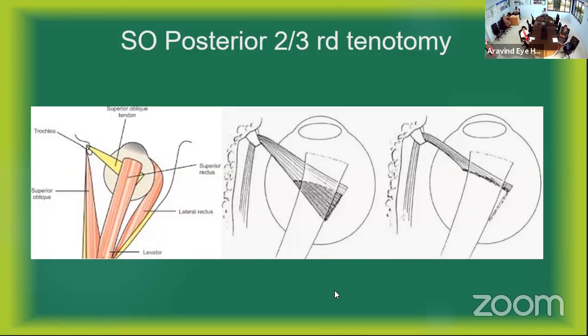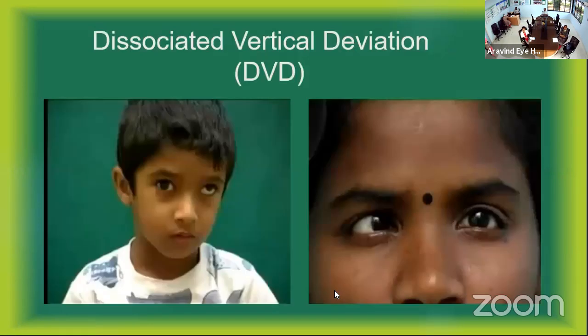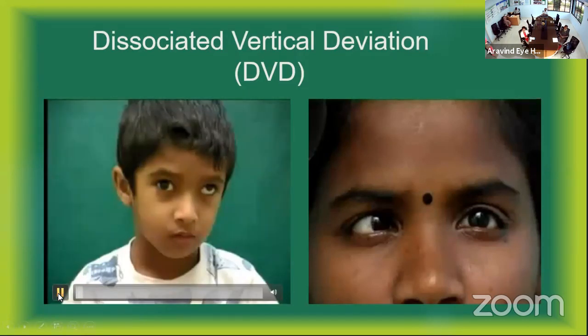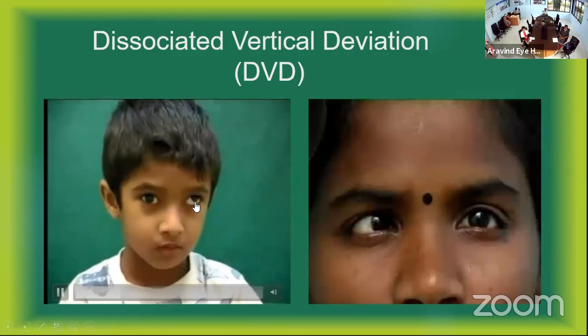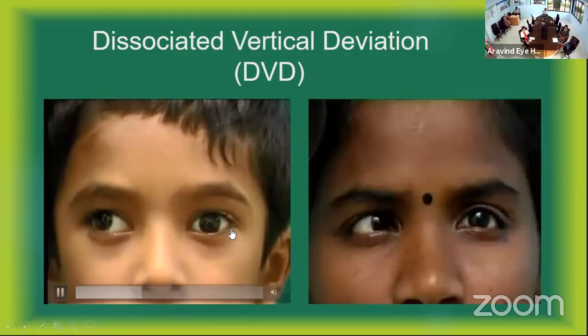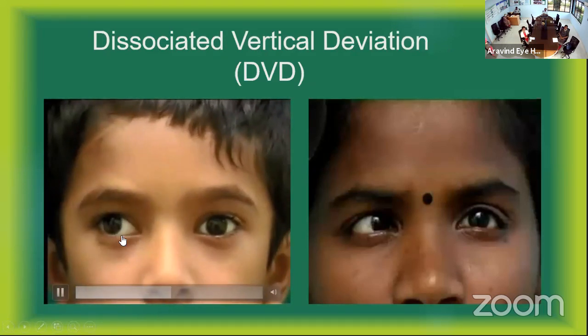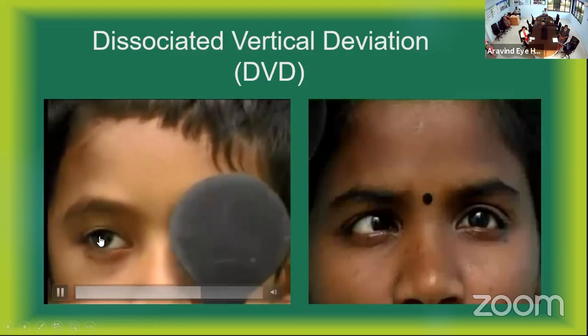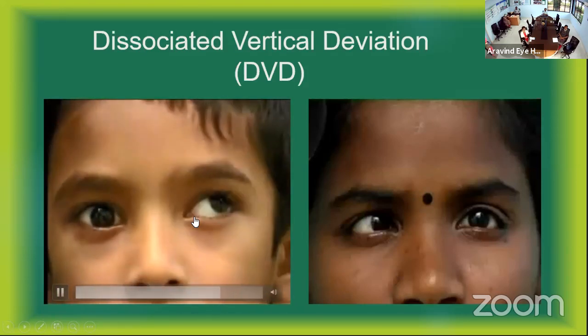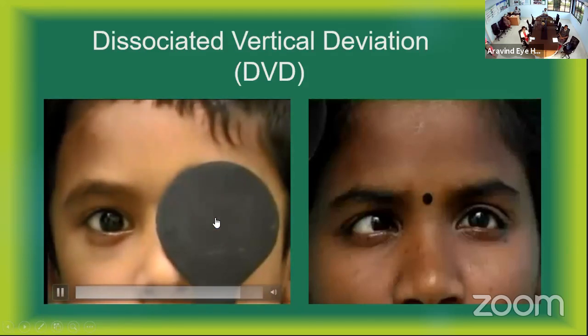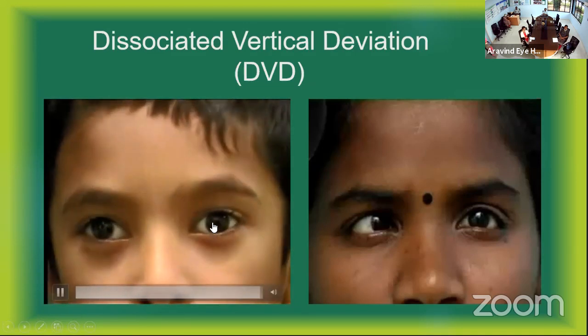Now we'll talk about dissociated vertical deviations. First we'll see what they are, and then we'll see how they are being tackled. This is a very manifest DVD. The eye is already up, and then once we do the cover test, you see that the eye is coming down. Once you remove the cover, the eye slightly comes down.